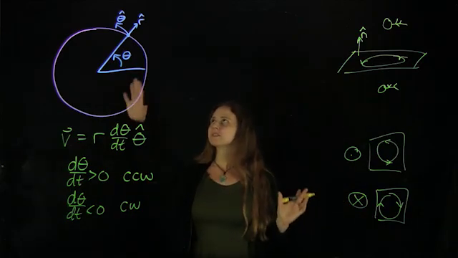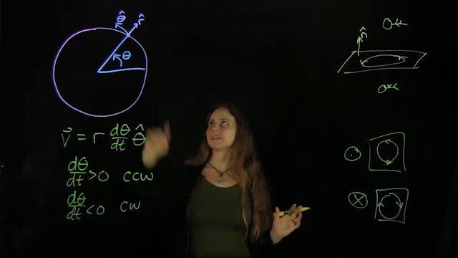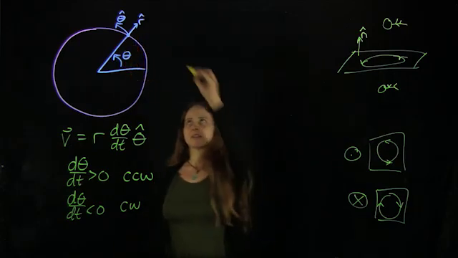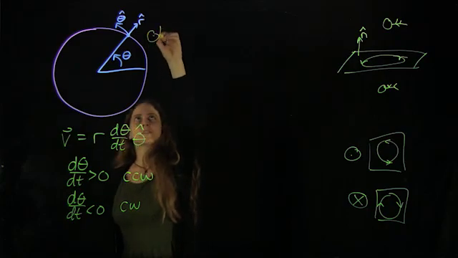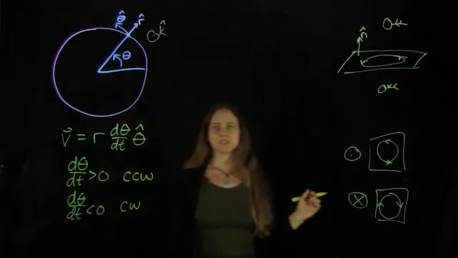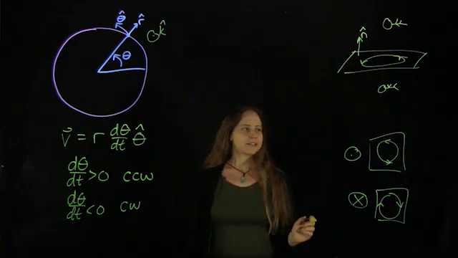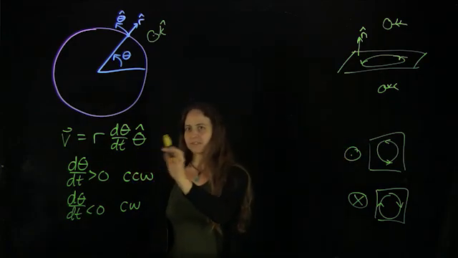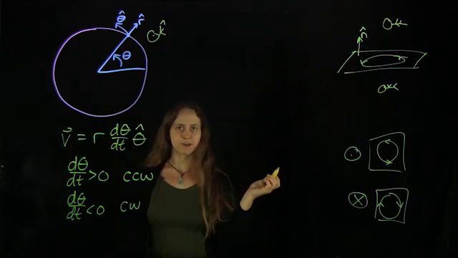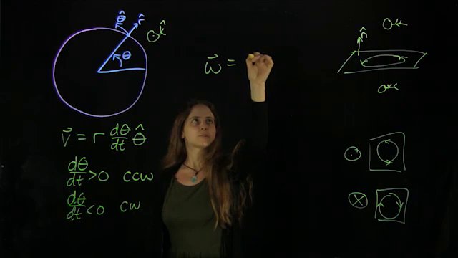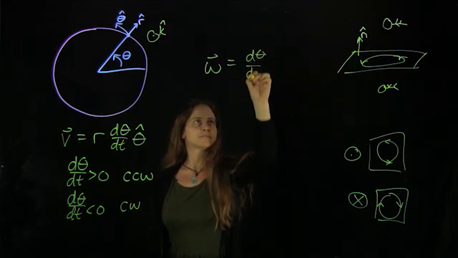Now let's look back at our coordinate system that we've defined. We have an r hat direction and a theta hat direction. And in this coordinate system, there's a third direction that's defined, which is the k hat direction, which you can see is out of the board. Now I'm going to define what we actually call the angular velocity as omega, and I'm going to write that as d theta dt.